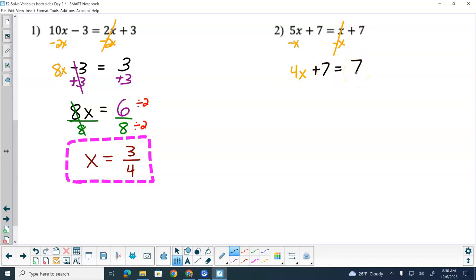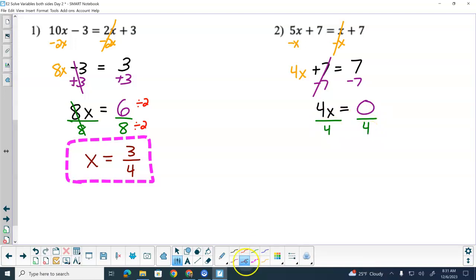Okay, Danny, next step. We want to get the x by itself. So that means we got to move that, right? How am I going to move that? Subtract 7 from both sides? Yep, exactly. Subtract 7 from both sides, and that means that goes away. That leaves me with 4x equals 7 minus 7, which is 0. 4x equals 0. Okay. Divide by 4 on both sides.